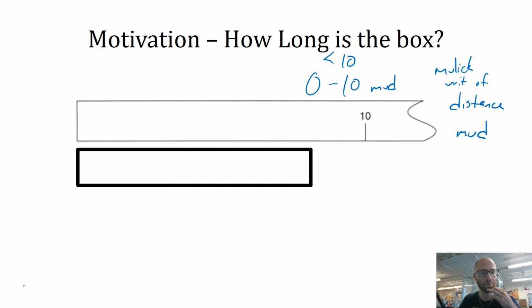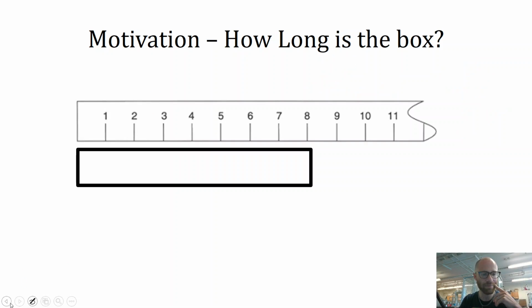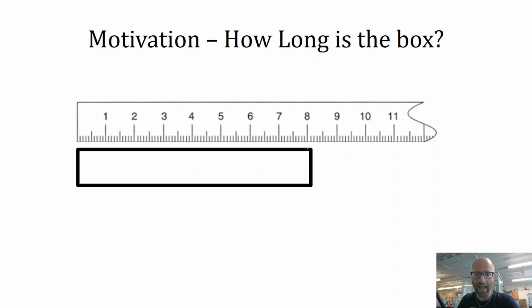So what if I got a different ruler? Well, here, I got the same box. You can see it's the same size. And I got the same ruler. The line 10 is in the same place, but the only difference is this ruler, while it measures the same distance, it's got lines more frequently, every one. So now I can look at it and I can be really, really sure that it's between 8 and 9 mud, which is definitely still less than 10, so it's consistent. But what if we got a better ruler still? Well, now I know it's between 8.1 and 8.2 mud.